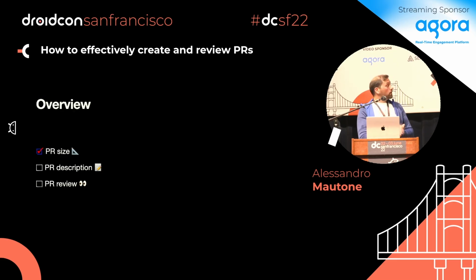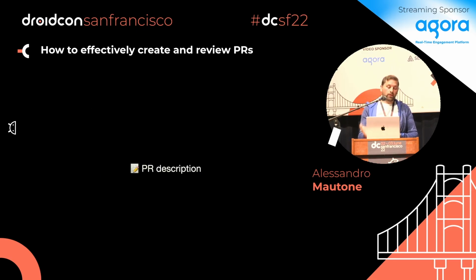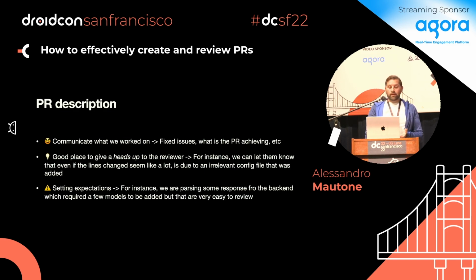So we now covered the PR size point. And now we're going to dive into the description, which is kind of linked to some of the previous points. The PR description should communicate clearly what we worked on. So it will be nice if we can link the issues we fixed, if we have a tracking system like GitHub or Jira. We should also mention what the PR is achieving, etc.